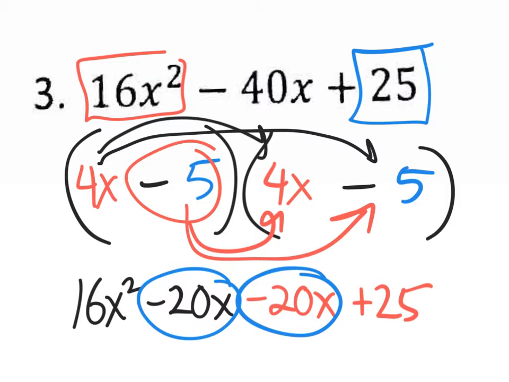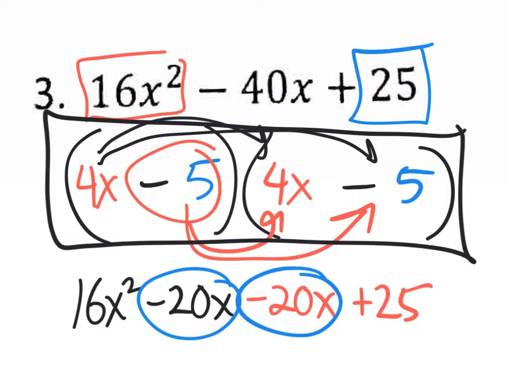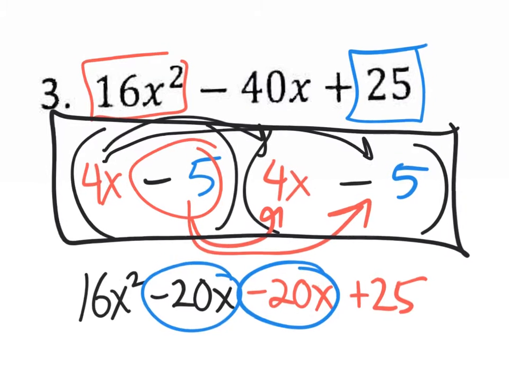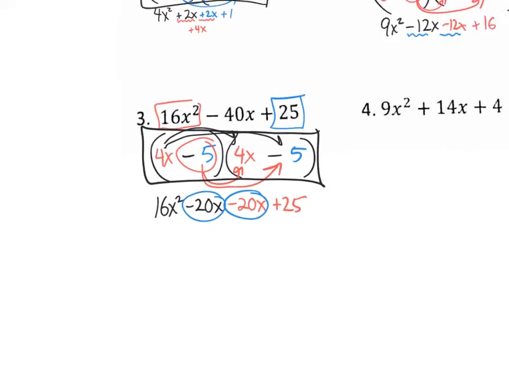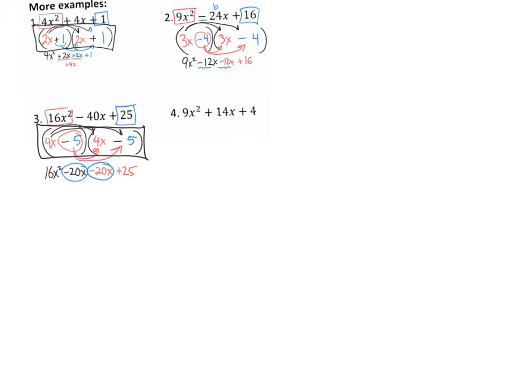This last part is absolutely essential, right? Just because you got this answer, it doesn't mean that it's right. You need to double check it by distributing and combining like terms and seeing if it really does give you that middle value. Okay, so let's move on to number 4 right here.